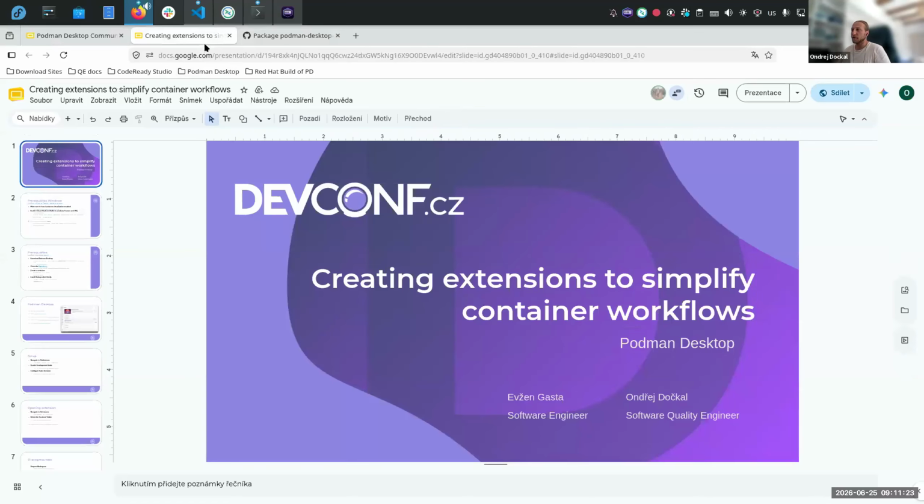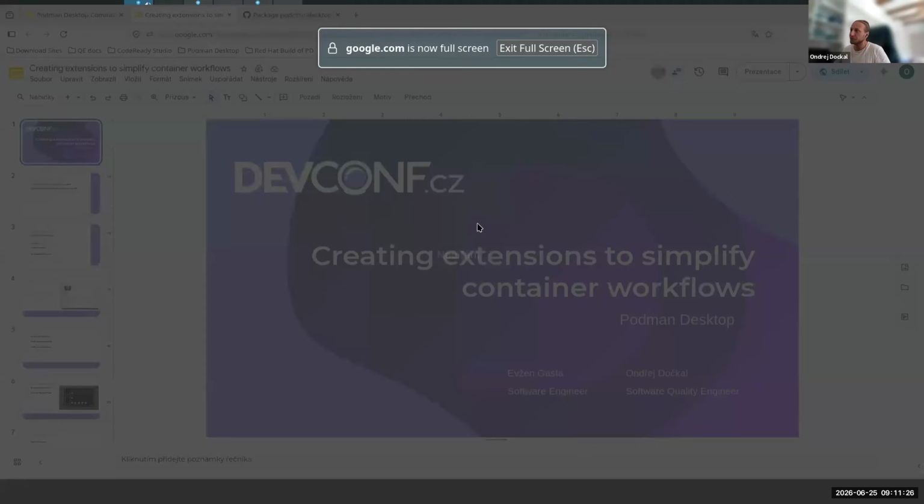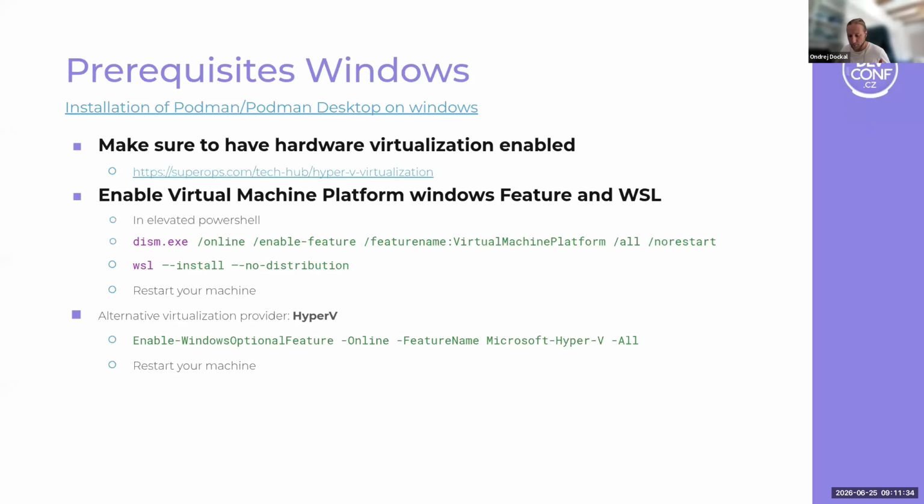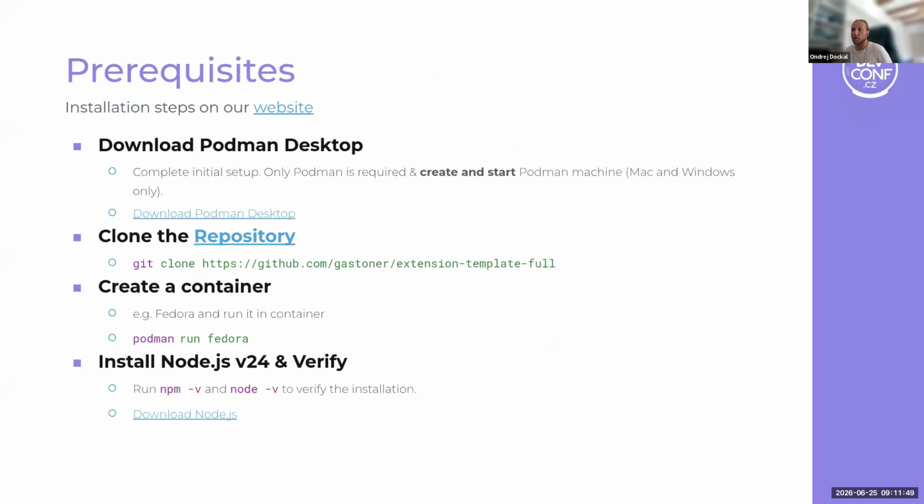So first, it was the presentation itself. You can find it in the meeting notes, I believe. We started with common knowledge about what we are going to develop and what the requirements are for a user to actually start developing on the machine. I will not go into the details. There were a couple of prerequisites you had to follow. You can follow the slides and you should end up with the same result, which is a demo extension that is 100% working and can be installed in Podman desktop.